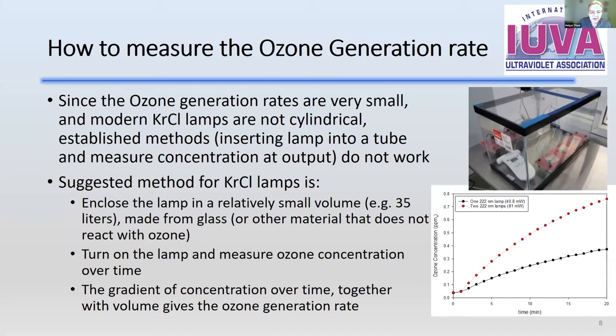Now, how do you measure the ozone generation rate? For really strong ozone generating lamps like mercury lamps or xenon excimer lamps, they are typically put into a tube. You flush some air or oxygen over it and measure the ozone concentration at the output. Now, these krypton chloride lamps, at least the modern ones, are not necessarily tubes, and they are also creating such a small amount of ozone that it becomes very challenging.